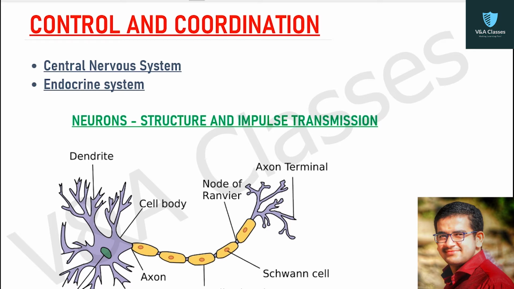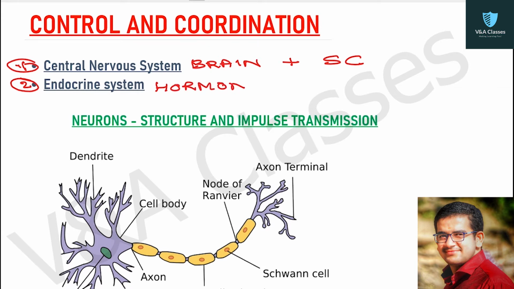Control and coordination in human beings. For control and coordination we have two systems, the first one being the central nervous system and the second one being the endocrine system. The central nervous system in the human body consists of the brain as well as the spinal cord, whereas in the endocrine system all the hormones present in our body, for example the thyroid hormone, estrogen and testosterone, comprise the endocrine system.